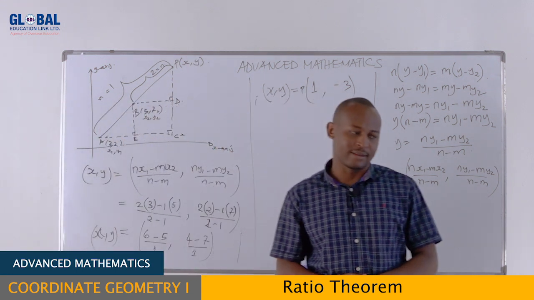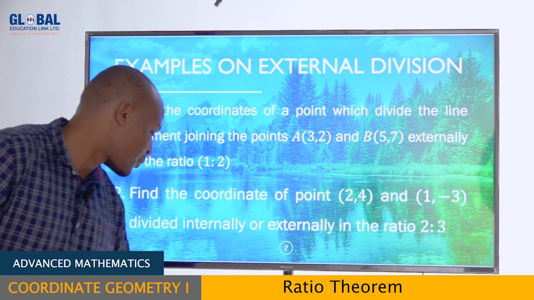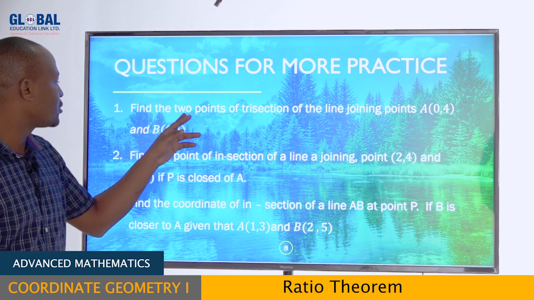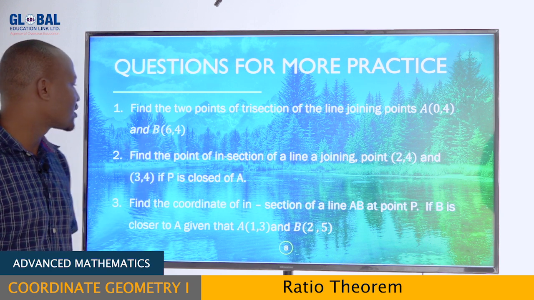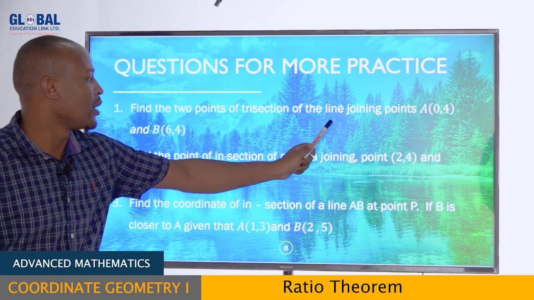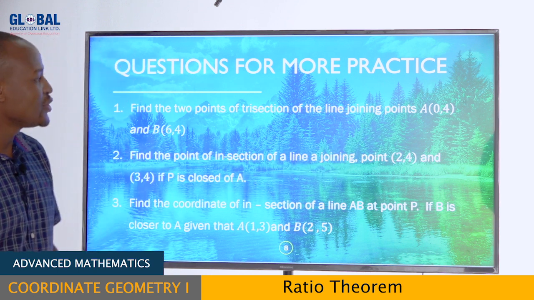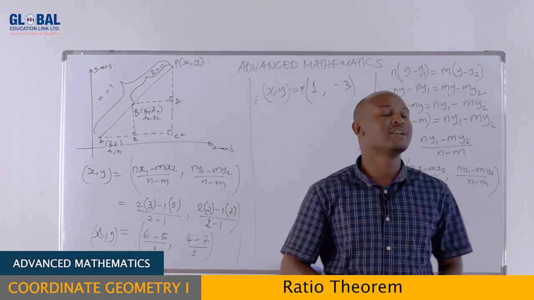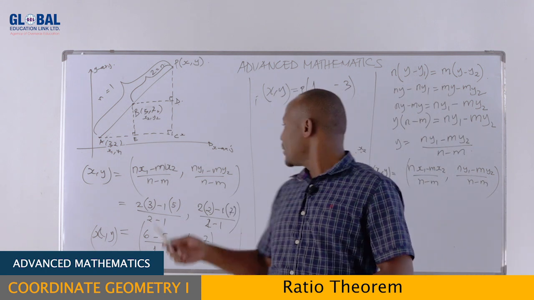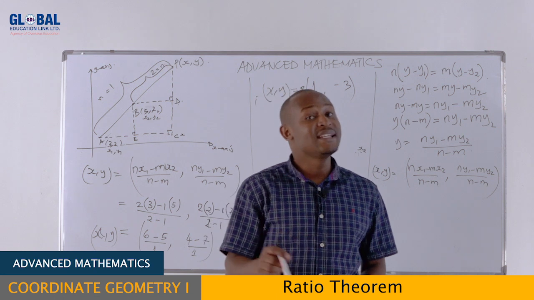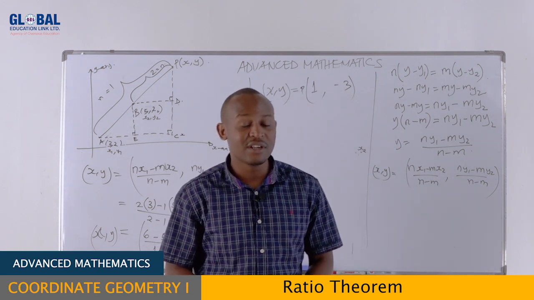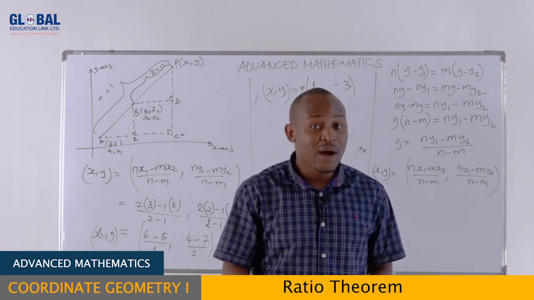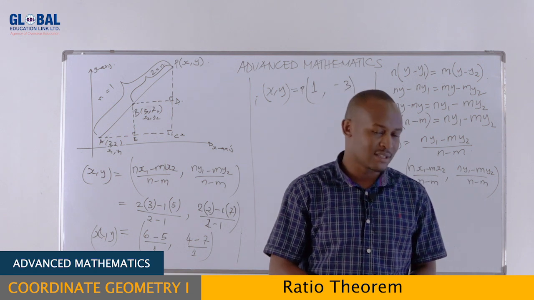Now I want to explain one thing, the trisection. For more practice questions, you will find that I've included one question that asks you to find the 2 points of trisection of the line segment joining point A and point B. As we were doing today, we were dealing with internal and external division, where we were just looking for 1 point. Now we have the case that is trisection. You are told to find 2 points. How are you going to perform this? Let's check it out.